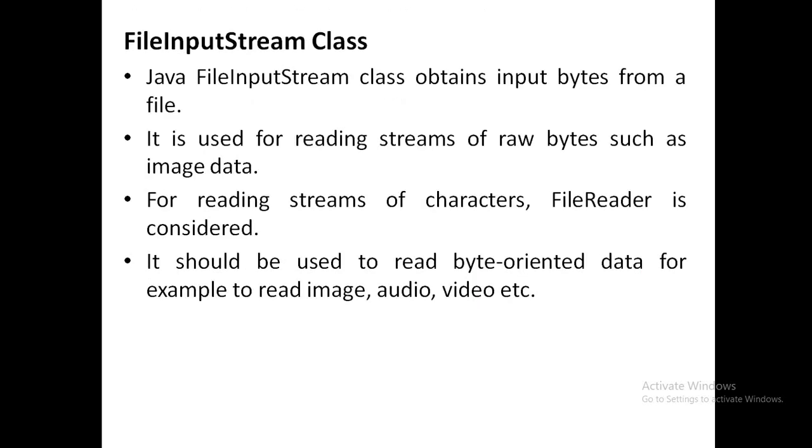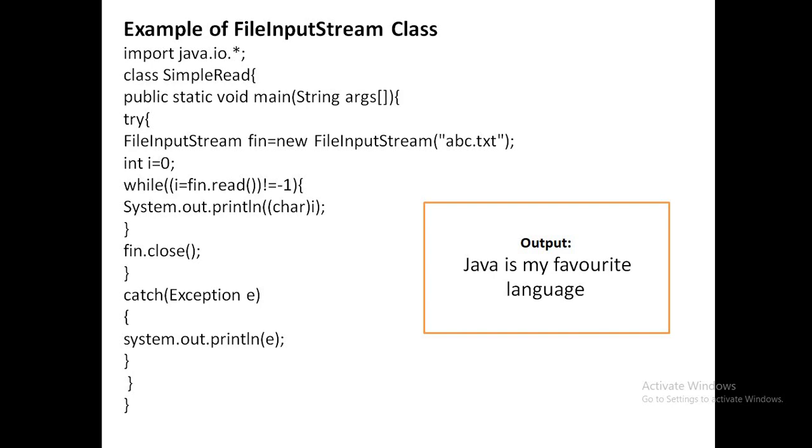File input stream class. The Java file input stream class obtains input values from a user. It is used for reading streams of raw bytes such as image data, and also for reading streams of characters. File reader is being used. It should be used to read byte oriented data, for example, to read image, audio, video, etc. Here comes an example for the file input stream class.